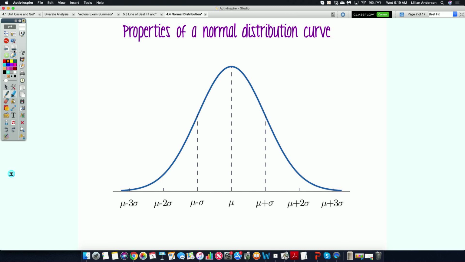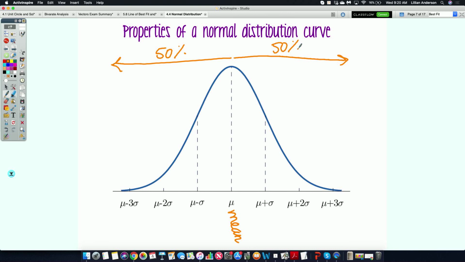This symbol, I've showed you this symbol before, I believe. What does that mean? The mean. The mean is smack dab in the middle of your normal distribution curve. The mean also splits your data into 50% on your left-hand side and 50% on your right-hand side. A lot of stuff you did last year, or some previous class.